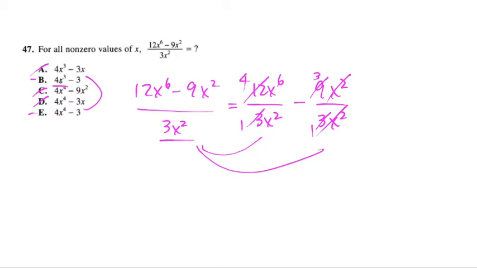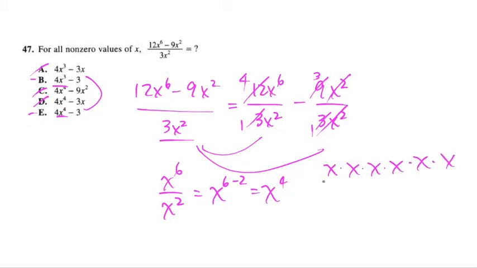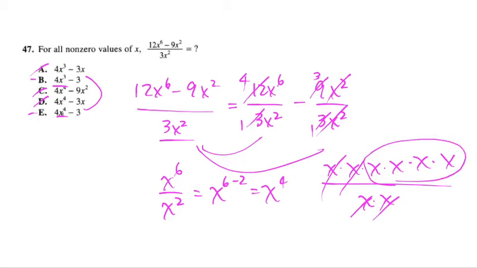The only difference is this one is x cubed and this one is x to the 4th. Here we have x to the 6th and x squared. That's x to the 6th over x squared. That's x to the 6th minus 2, which is x to the 4th. Another way to look at it is to see that there are 6 x's on top. There are 2 on the bottom. These cancel out, and what we have left is x to the 4th. So the answer here is E.